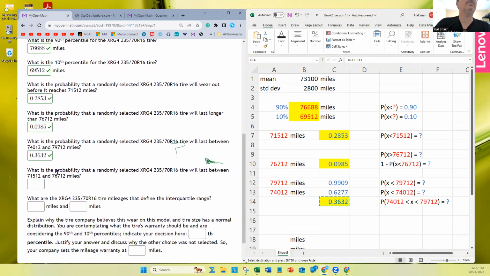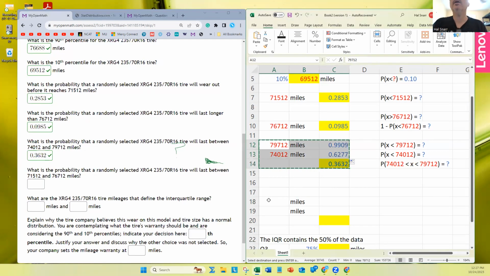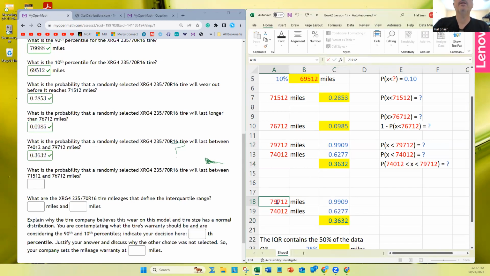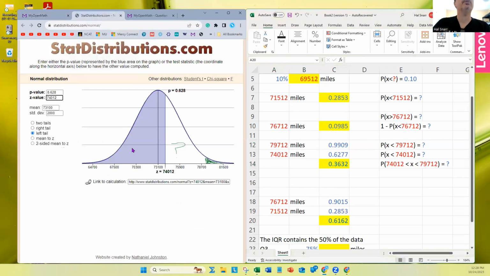Now we want to know what is the probability that a randomly selected tire will last between 71,512 and 76,712 miles. So I'm just going to copy this down and paste it right here. And I'm just going to change this to 76,712. I'm going to change this to 71,512. Okay. So let's verify in the stat distribution calculator.